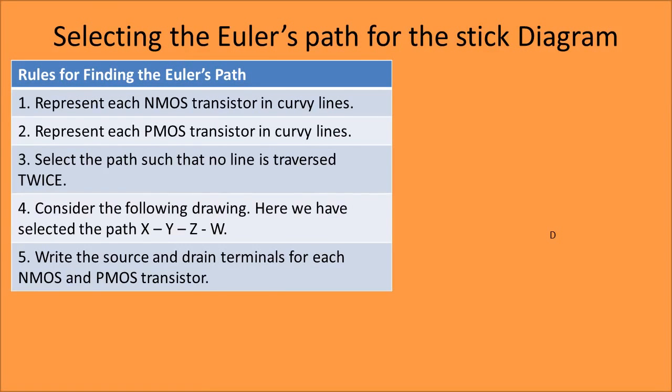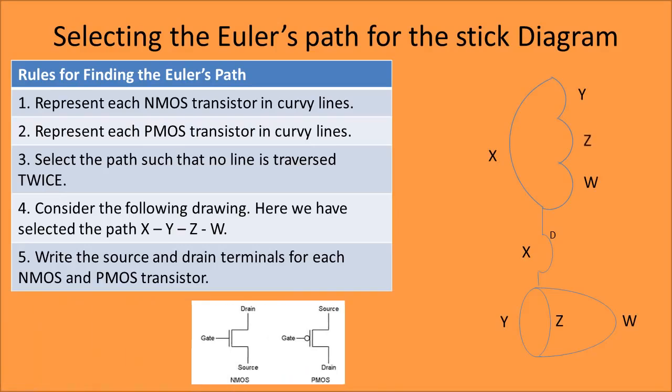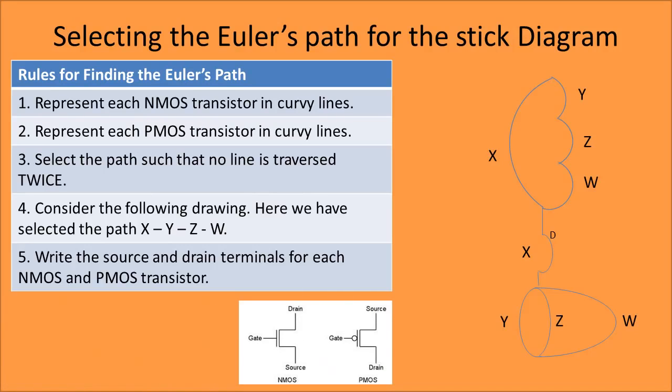For drawing the stick diagram, we follow a rule known as Euler's path. In Euler's path, we represent each NMOS transistor with a curvy line. Second, we represent each PMOS transistor with a curvy line. We select the path such that no line is traversed twice. For example, in this equation, we select the path x, y, z and w. As seen by the arrowheads, in the NMOS section, we move from x to y, then from y to z and z to w. Please see that no line is traversed twice.